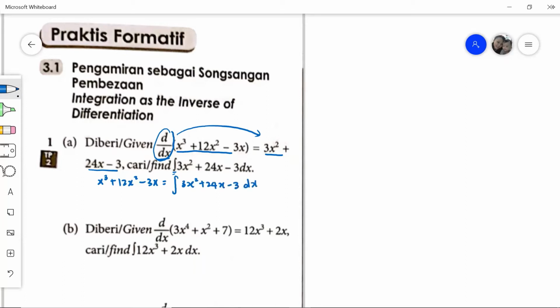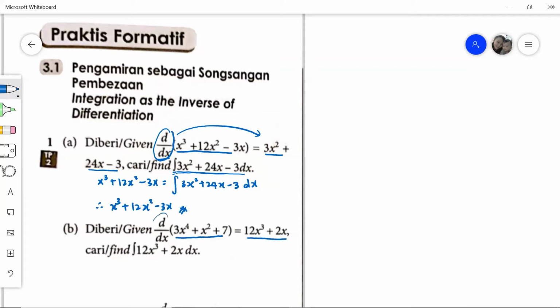Isn't it? This is the question that we need to find the answer to. So the answer is x cubed plus 12x squared minus 3x. That's it. So for part B, after we differentiate this, we get 12x cubed plus 2x.